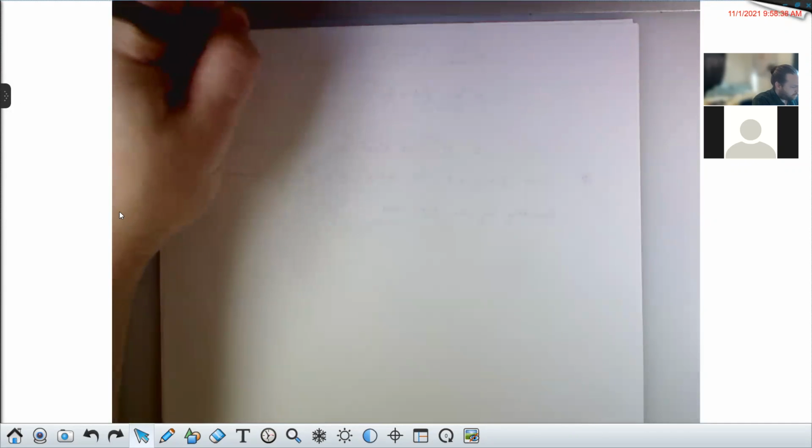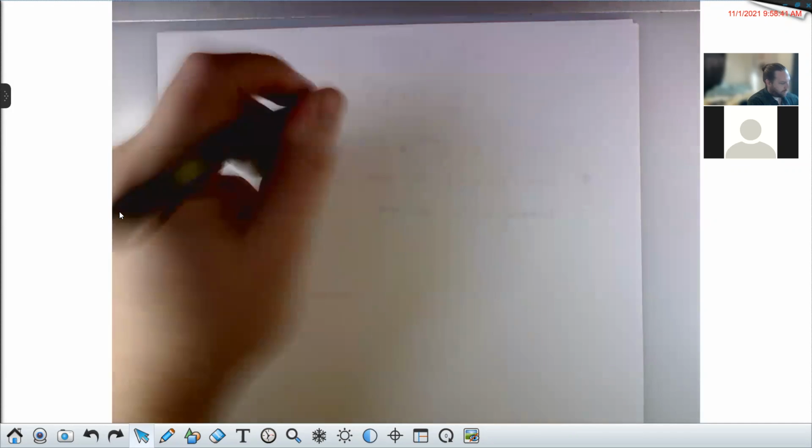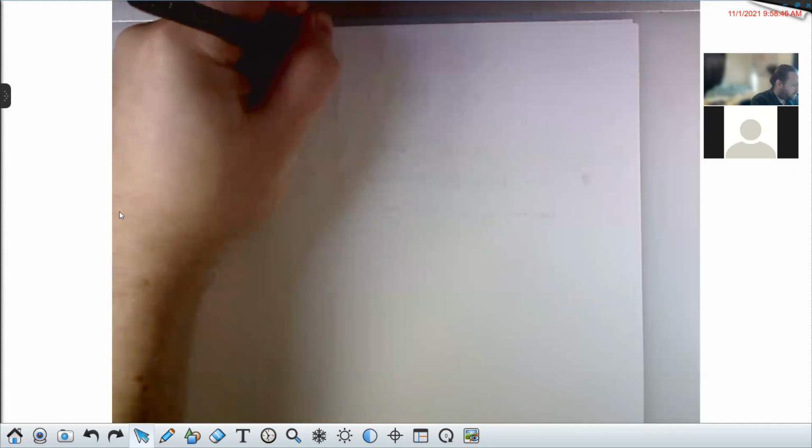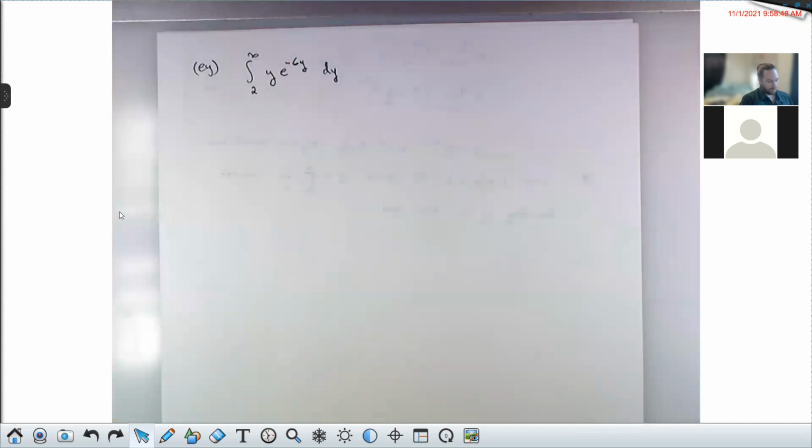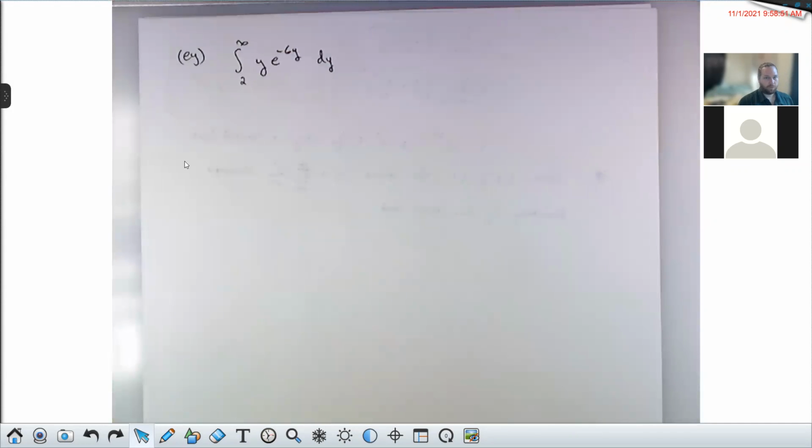All right, integral 2 to infinity y e to the negative 6y dy. This is a type 1 improper integral, right? y and e to the negative 6y are both continuous everywhere, so there's no type 2 stuff. There's no vertical asymptotes here. We're integrating from 2 all the way up to infinity, so the infinity up here tells me it's a type 1 integral. And because this is continuous everywhere, we don't have to worry about any splitting up type 2 stuff.